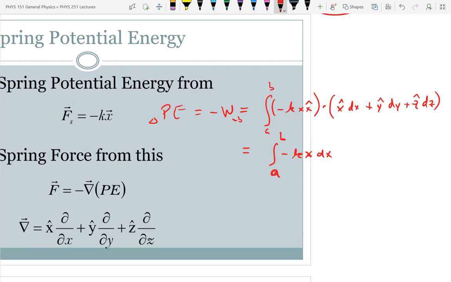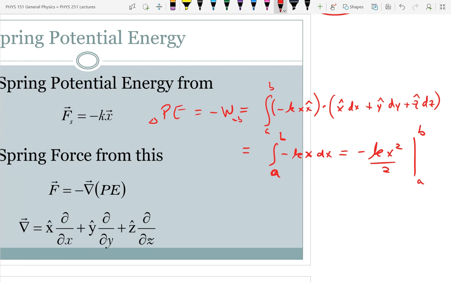One in the x direction multiplied by one, taking only the ones in the same direction, is 1 times 1 is 1. So x hat dot x hat is just 1. It's a scalar result. So now I just do this integral. You guys are all smart people. What's the integral of kx dx? It's minus kx squared over 2, going from A to B.